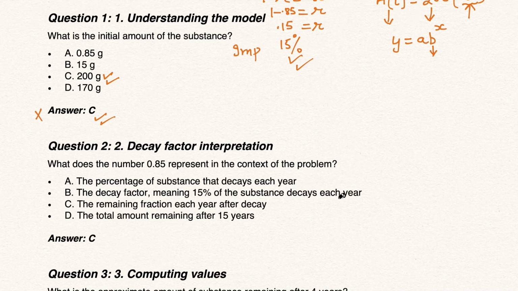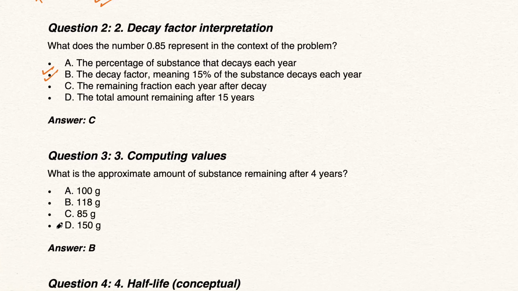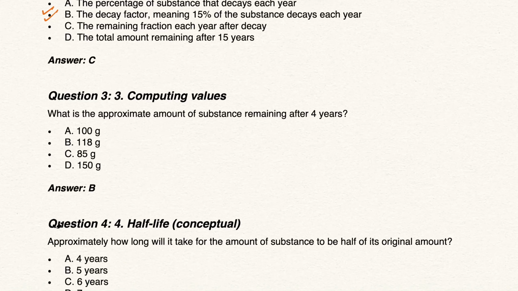15% of the substance decays each year. Okay, that's B. Now we will calculate computing values. What is the approximate amount of substance remaining after 4 years? Now, what is given? Time. And amount is the question here. So that means A(t) is the question here.